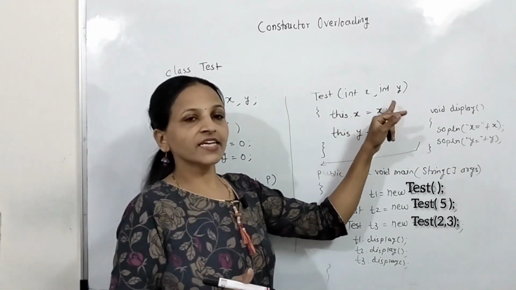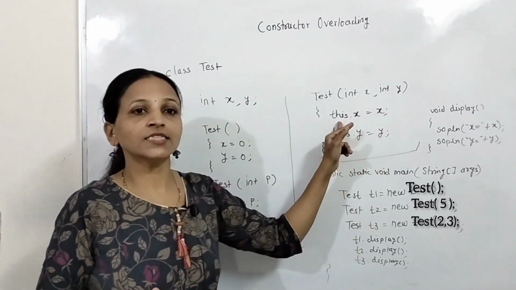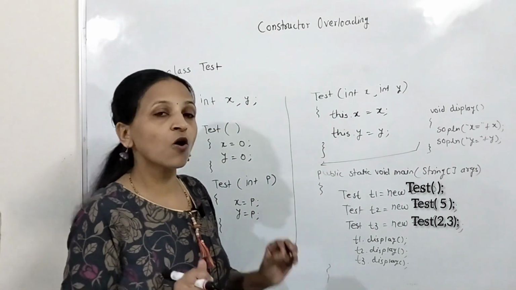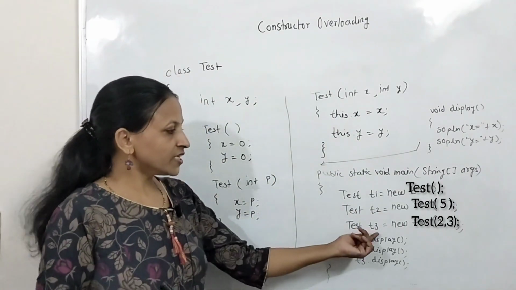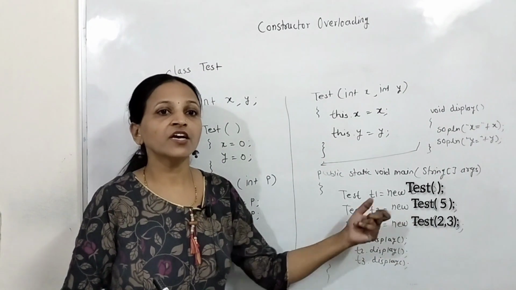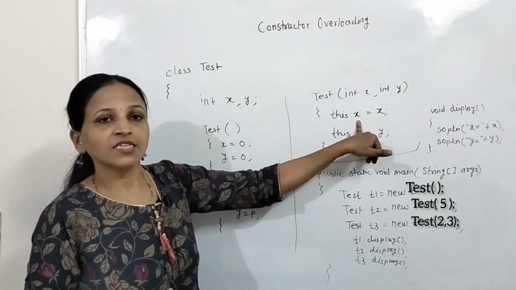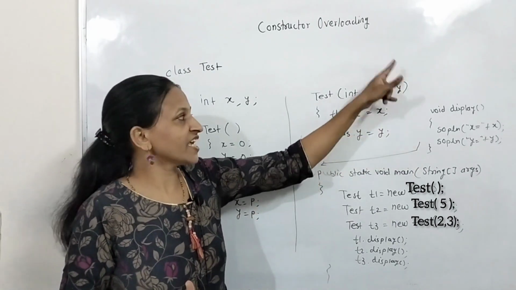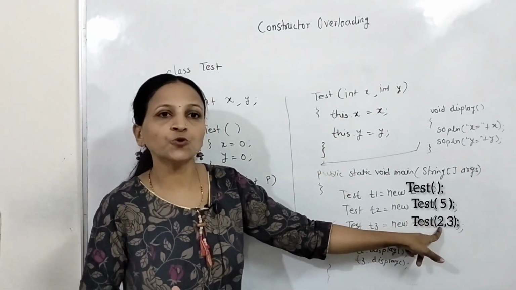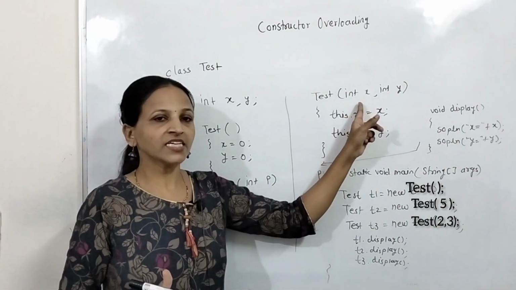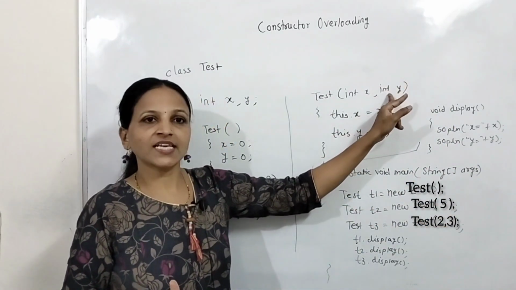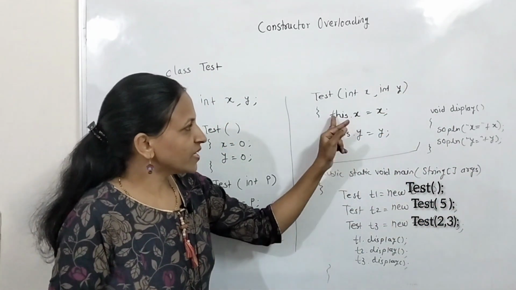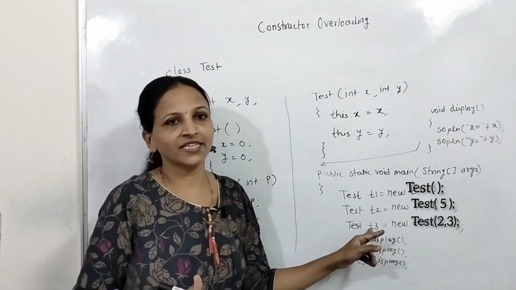In the third case, means whenever we create object t3, automatically this constructor will be called, and this.x = x. What is this? This.x refers to the calling object. Now here t3 is the calling object, that's why t3's x, means this.x, is equal to whatever passed x. Here passed x is 2. 2 value will be copied inside x and 3 value will be copied inside y, and that will be assigned to x and y of t3.